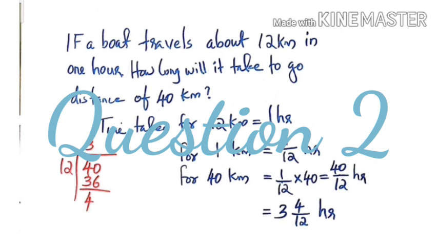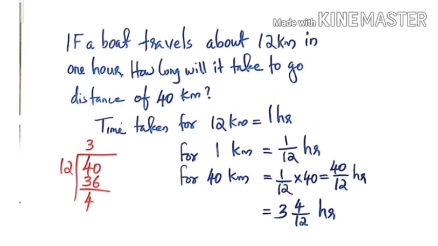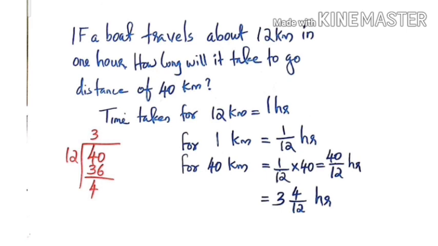Another question with the same concept. If a boat travels about 12 km in 1 hour, how long will it take to go a distance of 40 kilometers? So it's given that the time taken to travel 12 km is 1 hour. Now to find the time needed to travel 1 kilometer, just divide 1 by this 12. That is 1 by 12 hour.